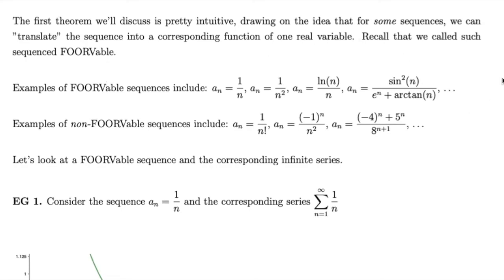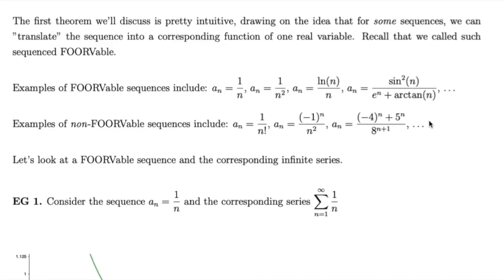Some examples, just as a reminder. Here's a couple: 1 over n squared, natural log of n over n. In all of these sequences, if I chose to just write the variable n as an x, then the resulting function is a legitimate function of one real variable.